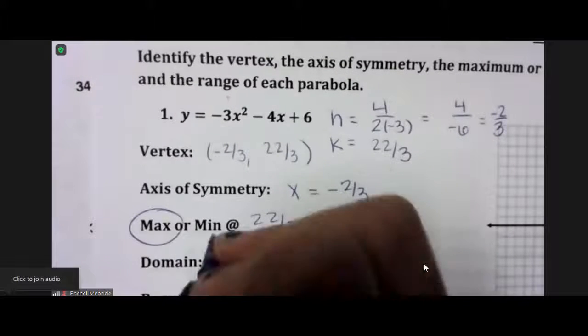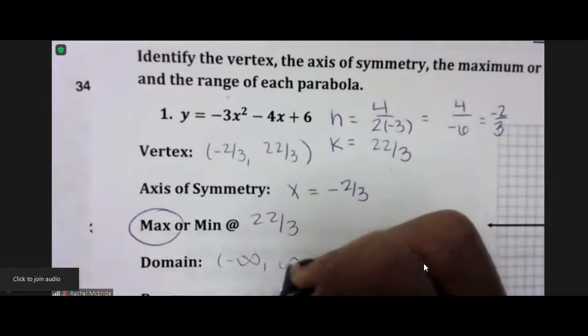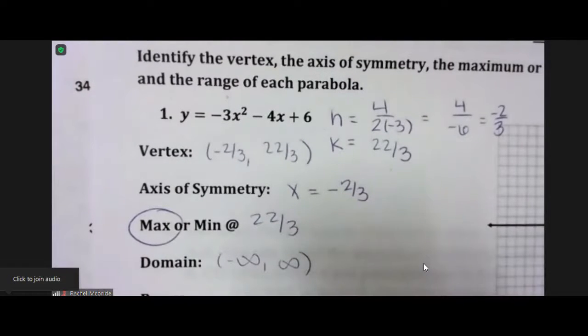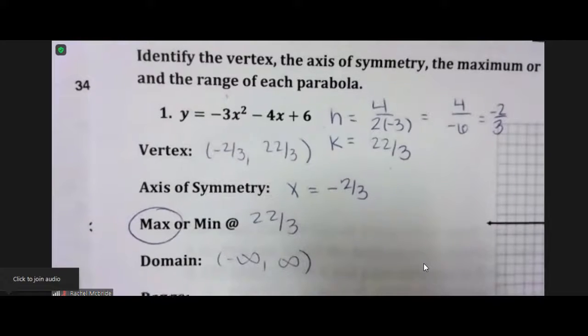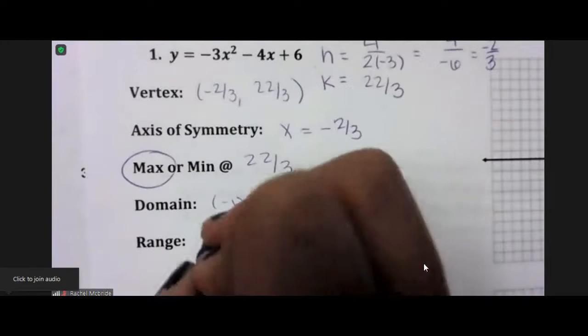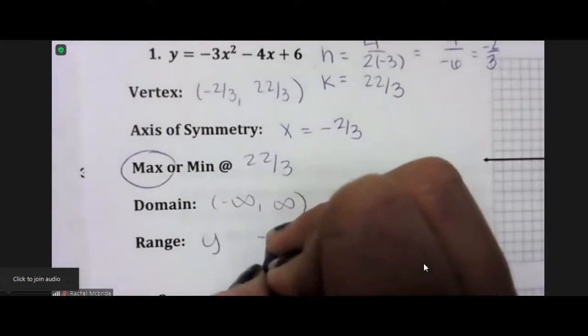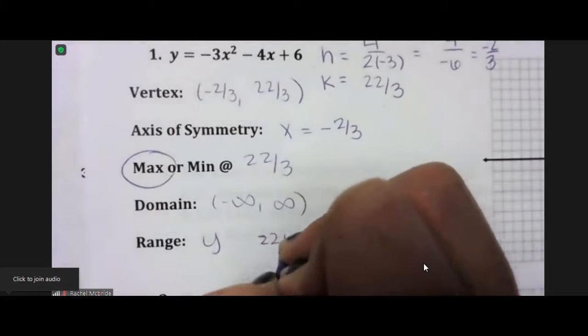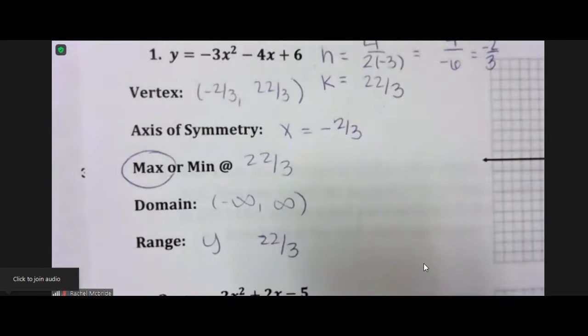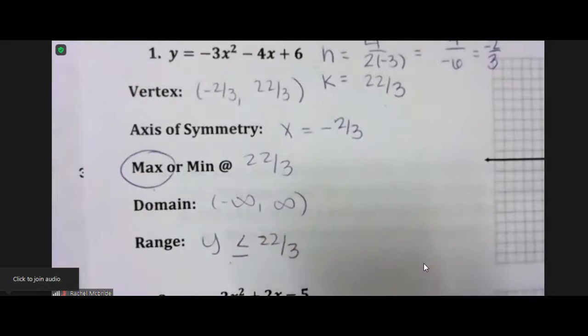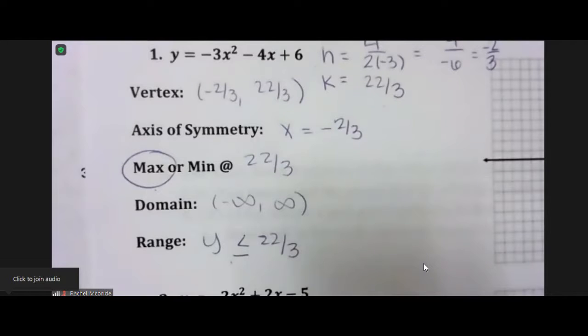The domain of any quadratic is always all reals. And the range is always the y with respect to the k. And then again, it's whether the k value is open up or open down. So since I have a max, my graph is open down. Therefore, the range is less than or equal to.